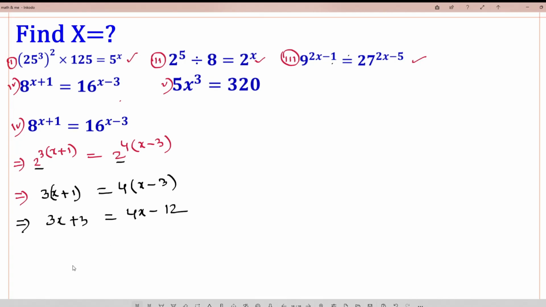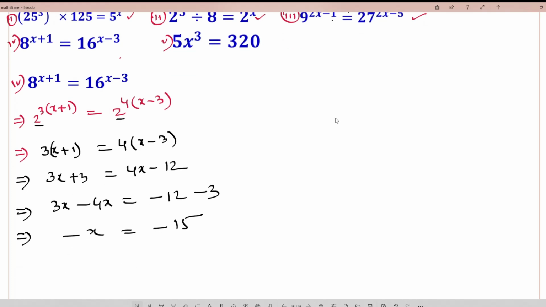So what can I do? Here is 3x minus 4x equals minus 12 minus 3. Everything exchanged. Look, here is minus x and here is minus 15. So if we divide both sides by minus 1, x becomes 15. A very shortcut way, a very easy way we solve our problem. Now the next one.